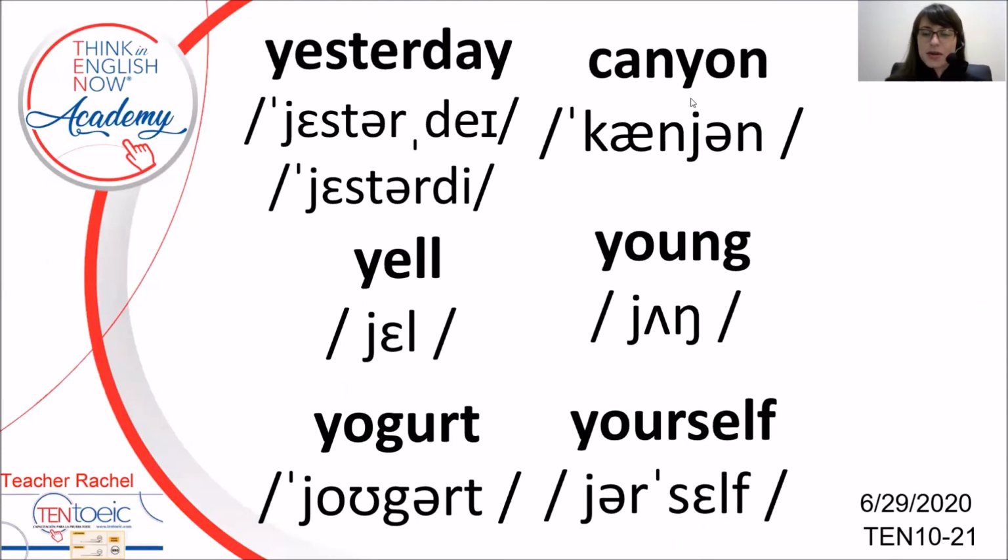Yesterday, so it means what happened before. So today, yesterday, tomorrow. So yesterday happened in the past.